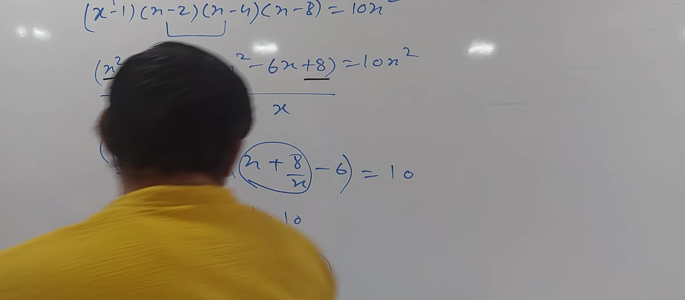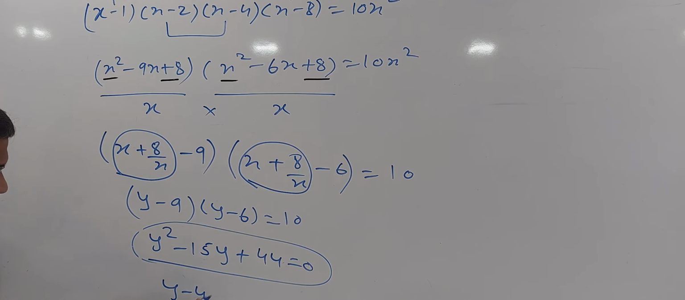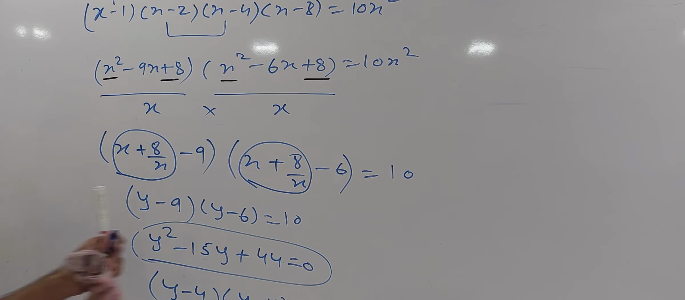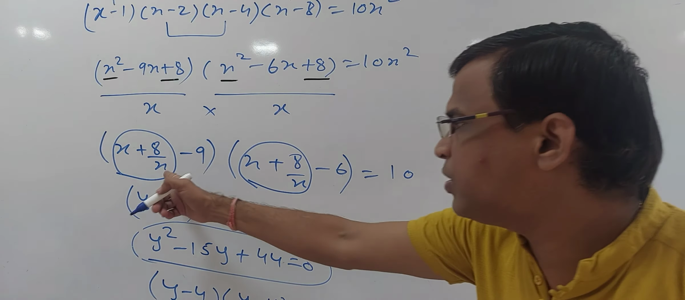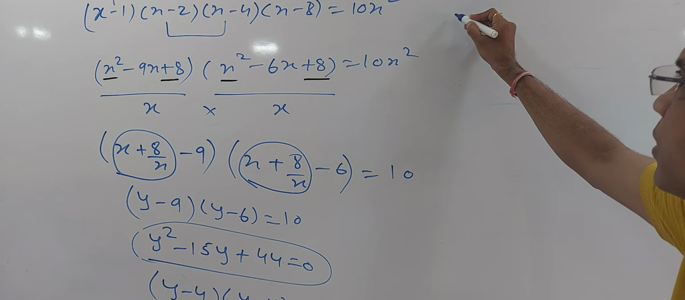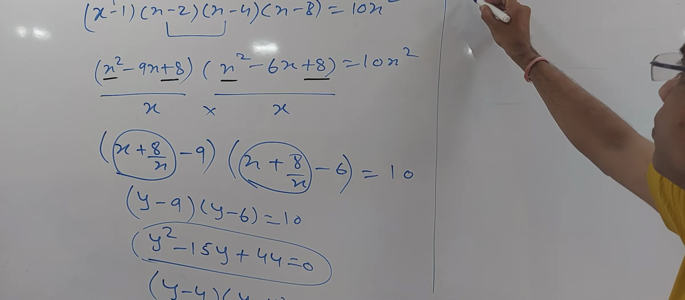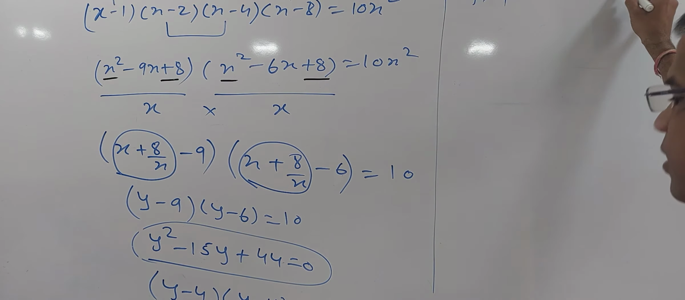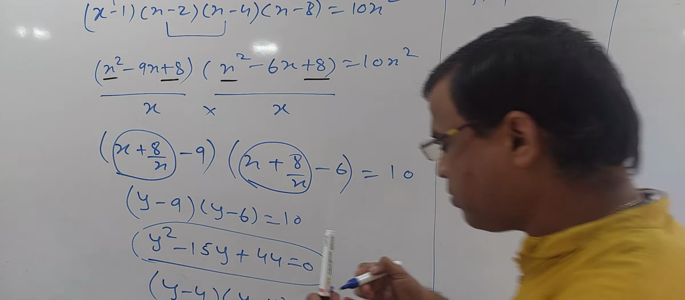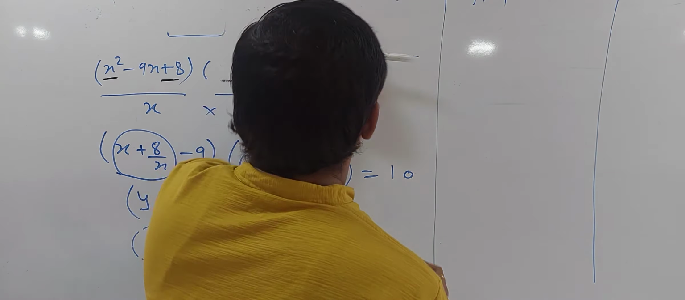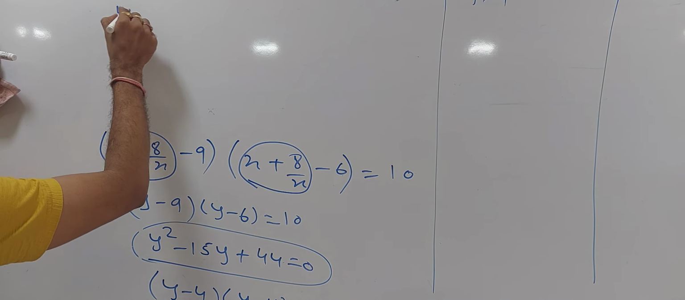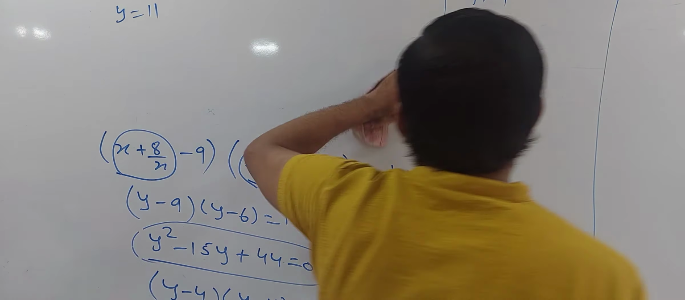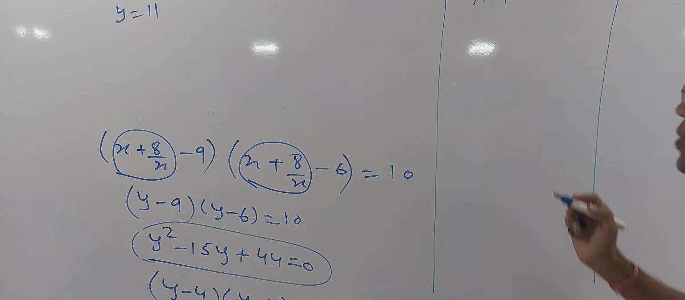So we can directly get the solution of this as y minus 4 and y minus 11 is equal to 0. Quadratic solving, fine, we have seen it in the earlier video. So y is done. Now y is x plus 8 upon x. Now I am resubstituting. First is y is equal to 4, and the second case is y is equal to 11. So y is equal to 4 and y is equal to 11 are the two cases we are getting.